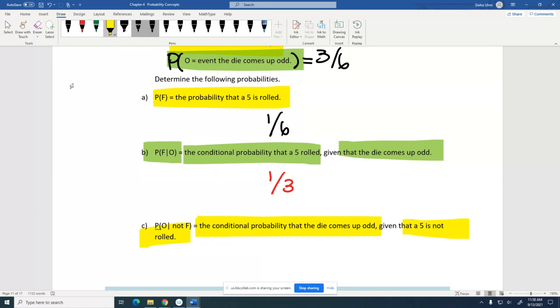Now, what would be the chance I got odd numbers? Only 1 or 3, so 2. The others, 2, 4 and 6, are even numbers, right? So what would be the conditional probability I got odd numbers when I told you I didn't get 5? 2 out of 5, yes. It will be 2 out of 5.